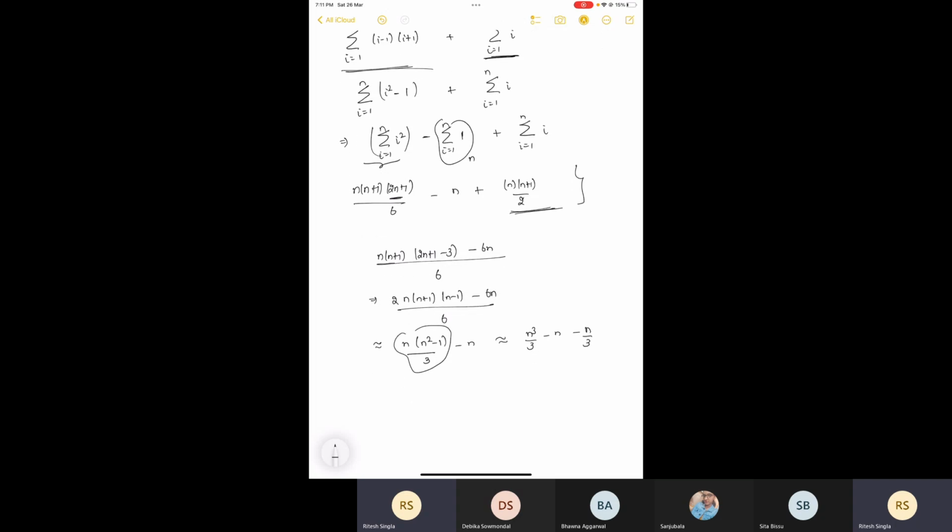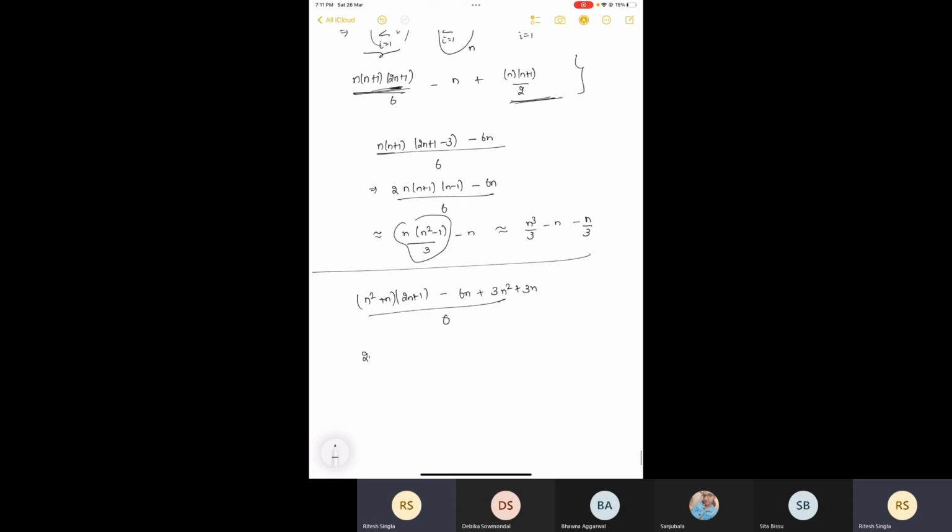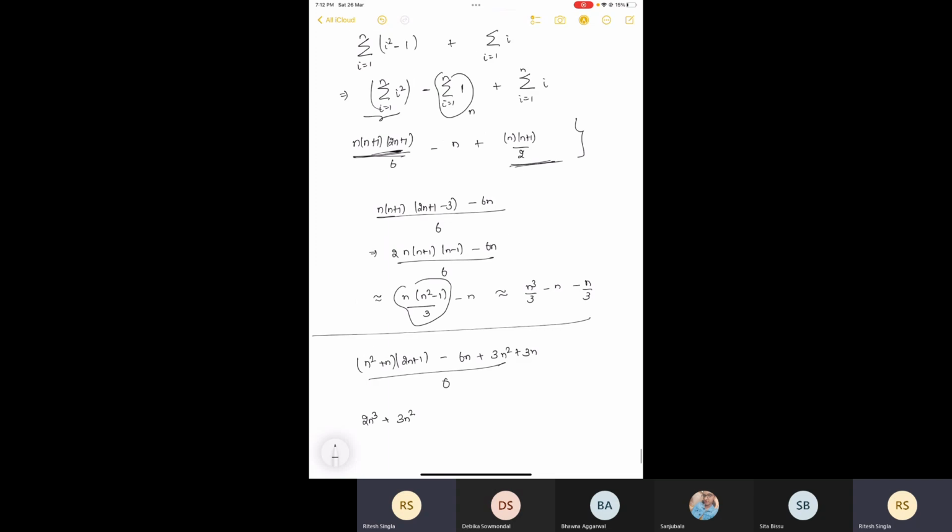Let us do this calculation again. n square plus n times 2n plus 1. This is what this comes out. Minus 6 times n plus 3 times n square plus 3n upon 6. This is what we have with us. So it is 2n cube plus n square plus 2n square, it is 3n square. Okay, right. Yes, we are making a mistake here, right? It is 2n plus 1 plus 3, right? Yes. So it will be n plus 2.